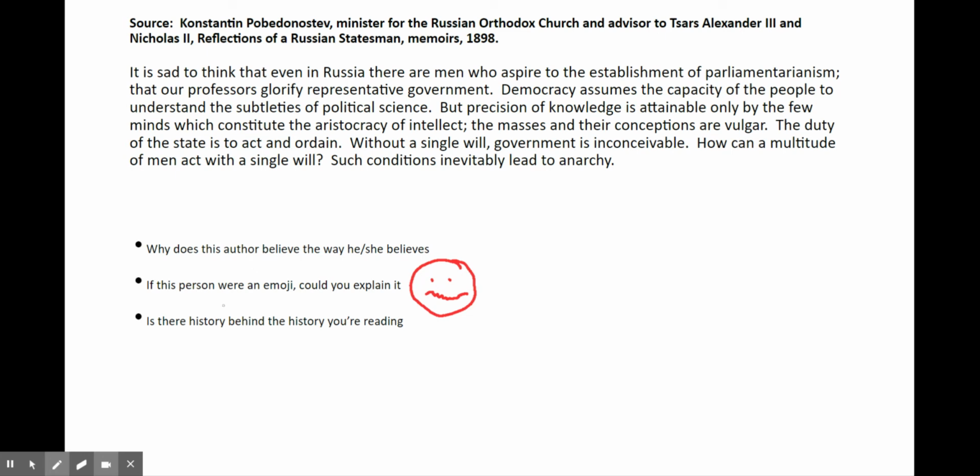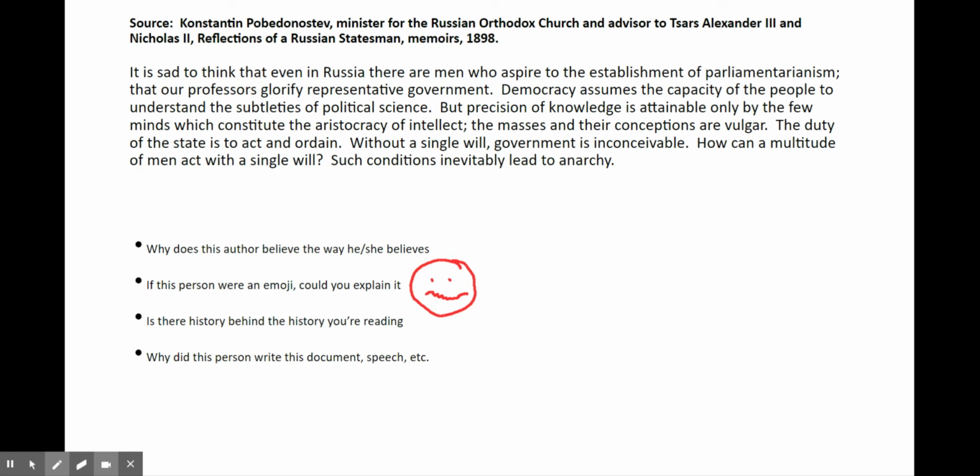So again, what's the history behind the history? You can start to understand why this guy believes the way he does. And then finally, why did this person write this document? He probably wrote it because he feels insecure. He feels like there are growing numbers of people in Russia, like the learned, the scholars, the guys in university, and this is the breeding ground for communism and for all different kinds of new governments being brought in from the West. And this guy feels extremely intimidated by that.